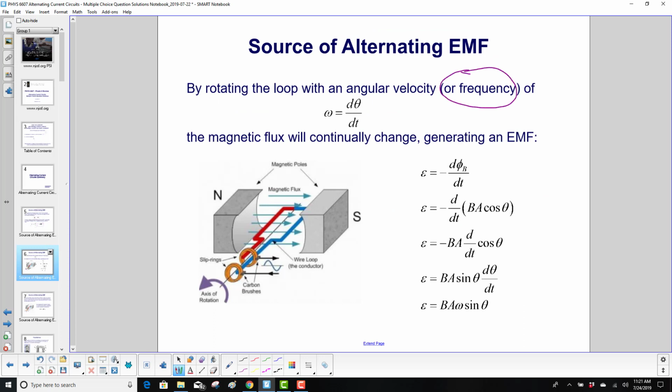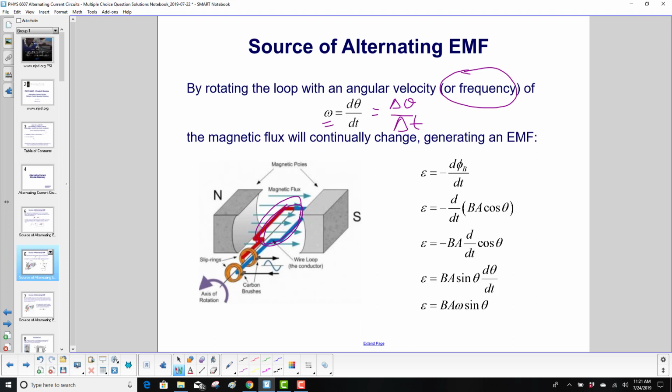We will now rotate this loop with an angular velocity, another term for which can be frequency. Omega is d theta dt, or, as you see it in the algebraic courses, just delta theta over delta t. Now our magnetic flux is going to continually change. Why? Because the angle that this rotating loop makes with the magnetic field continually changes.